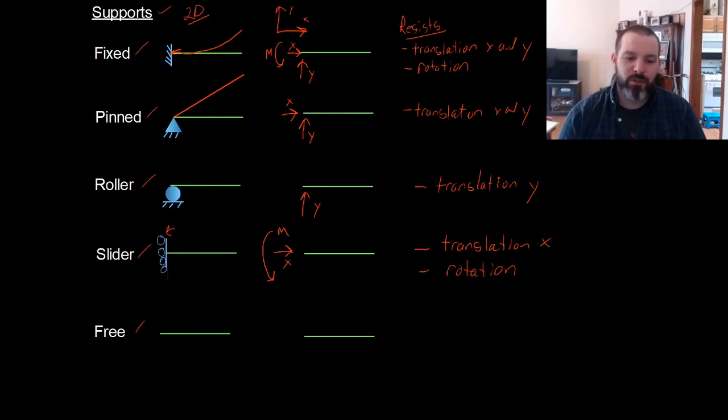The last is the free support, which can resist nothing. It's free to move wherever it wants. These are the 5 basic supports that we're going to talk about during this class.